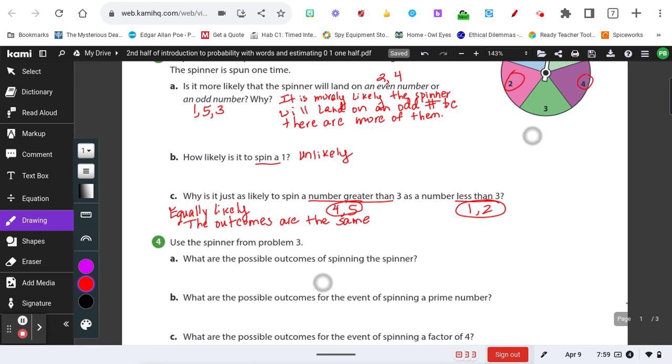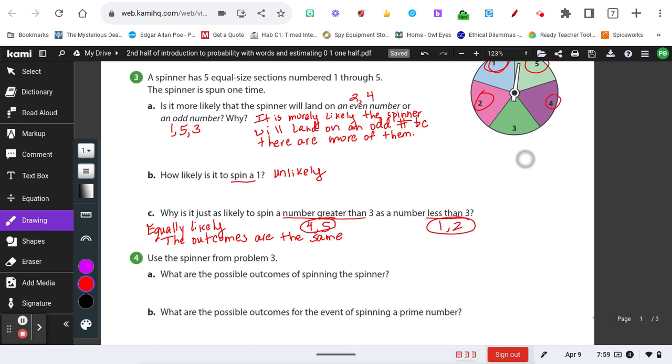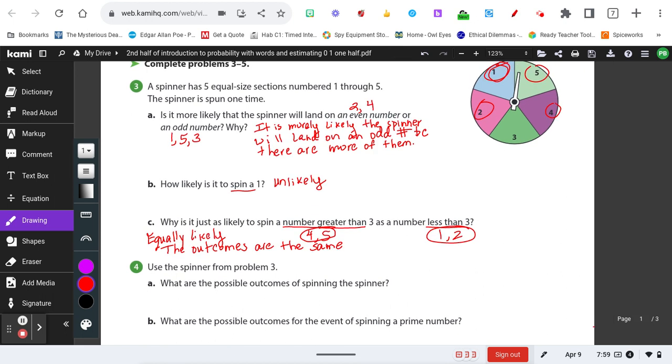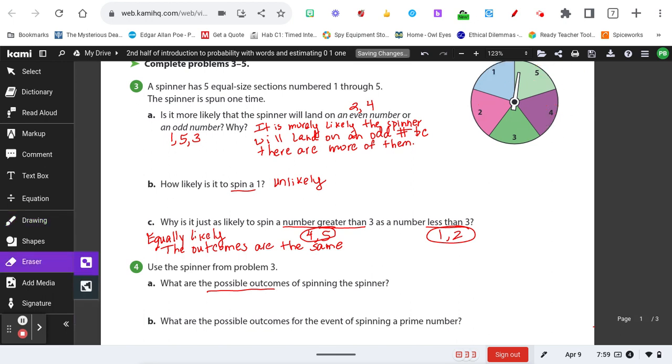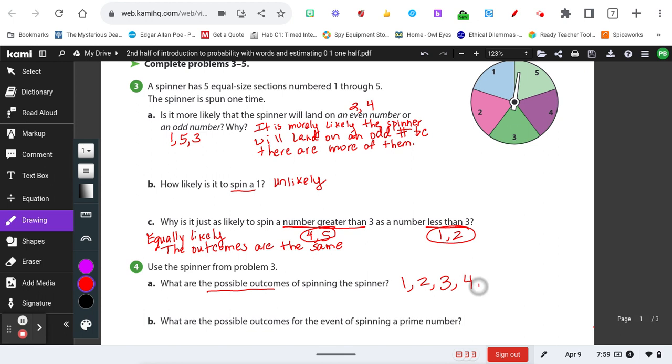Use the spinner from problem 3. What are the possible outcomes of spinning the spinner? So the possible outcomes are just all the outcomes on the spinner. So if you look at all the outcomes on the spinner, you have a 1, 2, 3, 4, and a 5, guys. Those are the outcomes, or the possible outcomes.